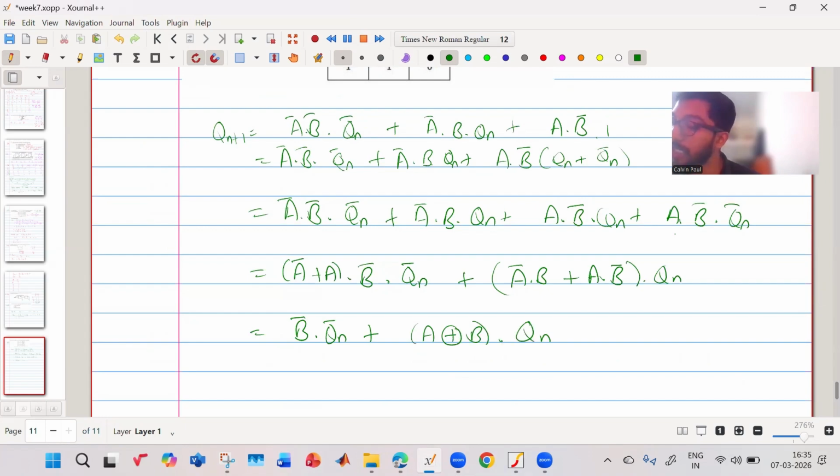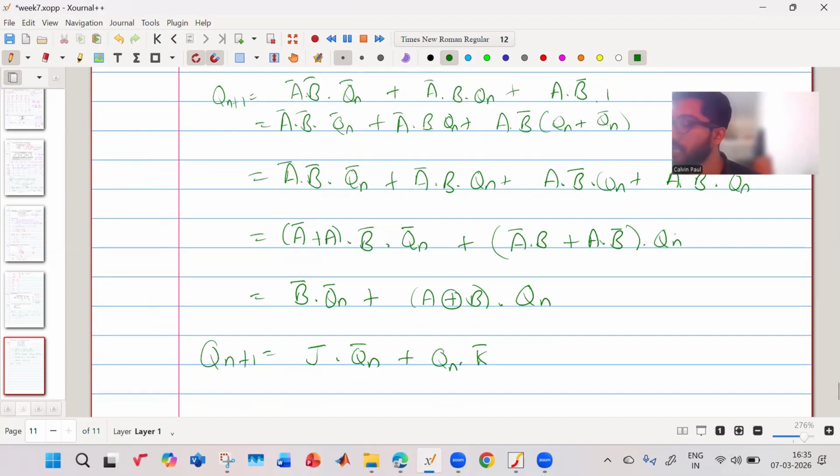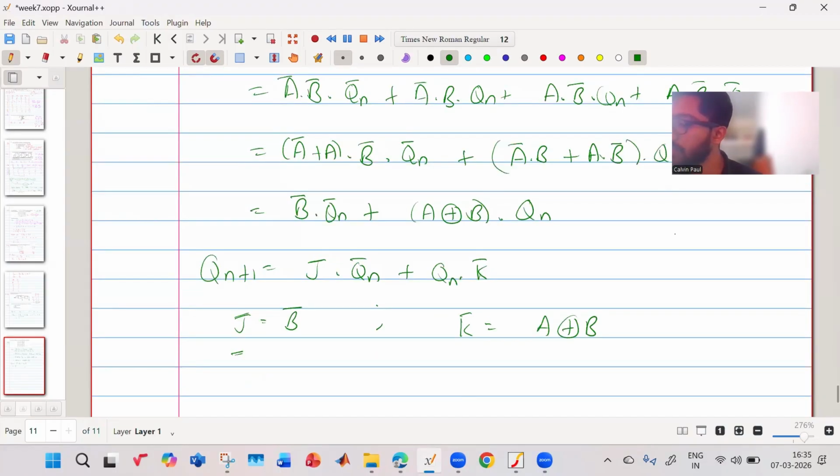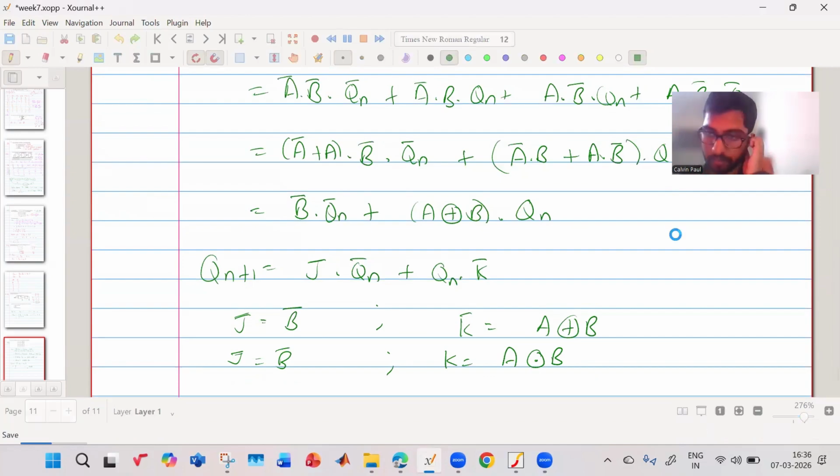Now let us represent it in terms of the JK flip-flop, which we have studied many times. It is J and Qn bar plus K bar and Qn. So what do we get? J is equal to B bar, K bar is equal to A XOR B. So that means J continues to be B bar, no issue. But K from A XOR B becomes A XNOR B. Okay. And you have got the result.